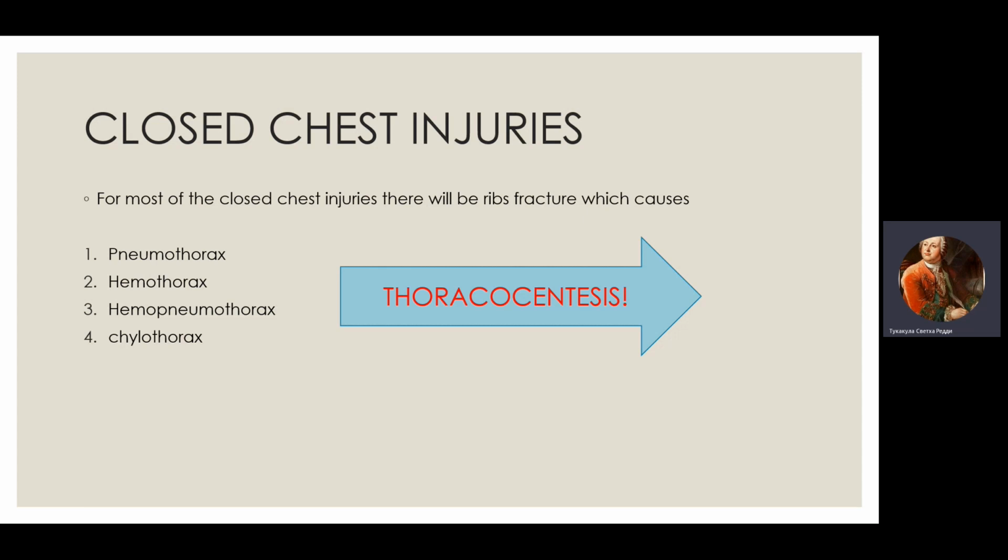Pneumothorax means accumulation of air in the pleural cavity. Hemothorax means accumulation of blood in the thoracic cavity, and hemopneumothorax means both air and blood in the thoracic cavity. Chylothorax means accumulation of lymph in the thoracic cavity. And the main way to treat this is thoracocentesis, which is our surgical treatment.